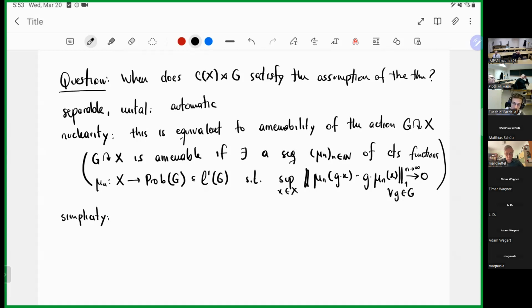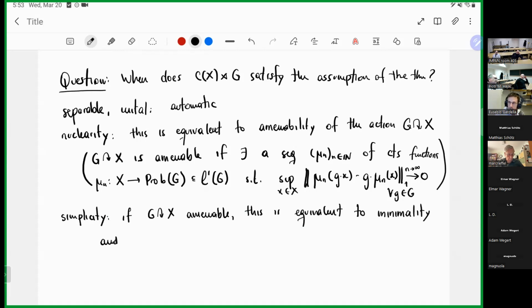So in the case of an amenable action, which is the only one that we're interested in really. So if the action is amenable, then we know exactly when the cross product is simple. This is equivalent to the combination of two properties, namely minimality and, this "and" means simultaneous, so simultaneously minimality and topological freeness. This is a notion that we'll define in 2 minutes.